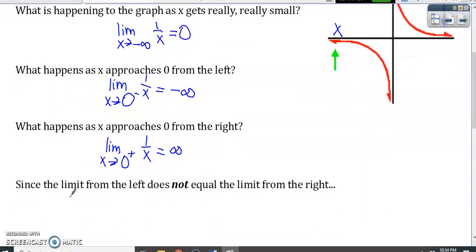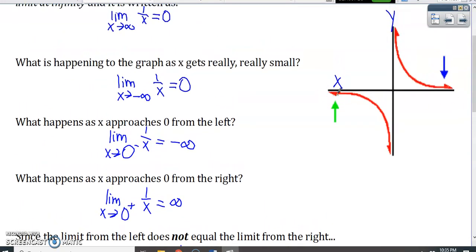And then last one about this graph, since the limit from the left does not equal the limit from the right, the limit does not exist. So if I ask the limit as x approaches 0 of 1 over x, it does not exist. And you could certainly just write DNE, does not exist. Because the limit from the left and the limit from the right do not match.